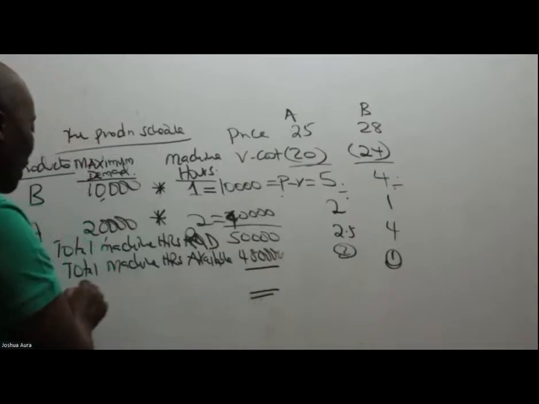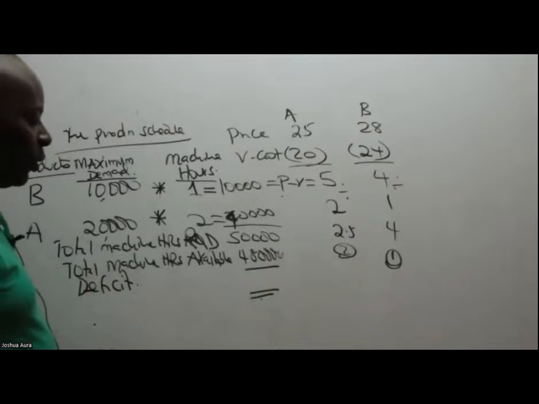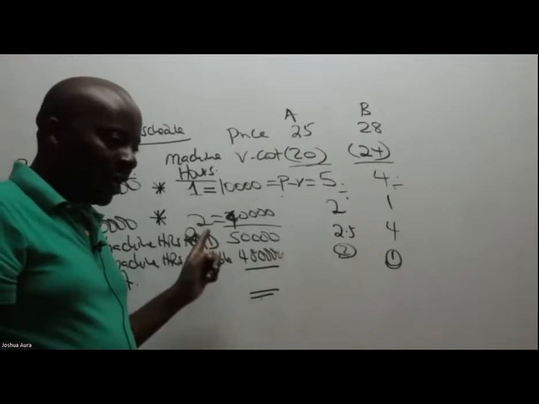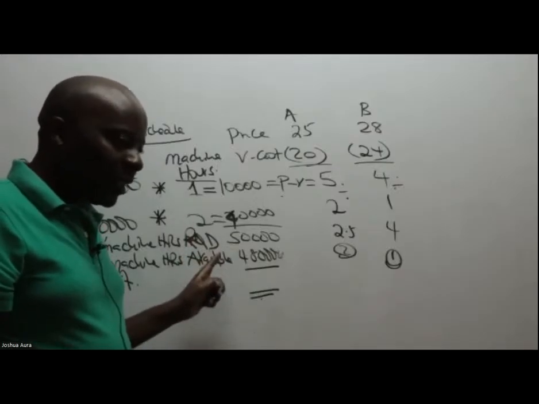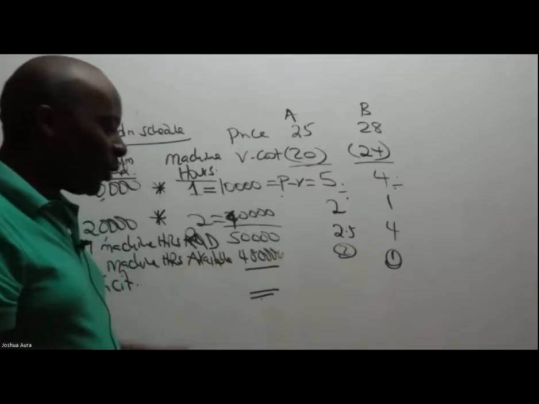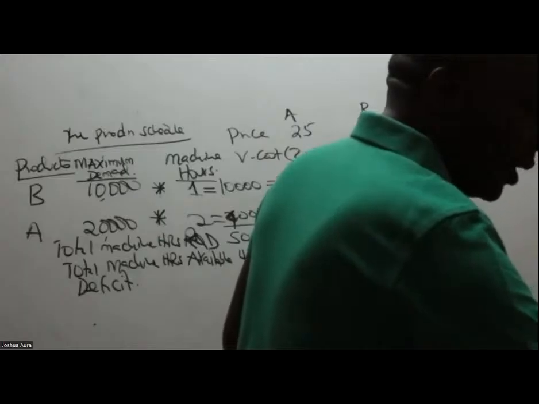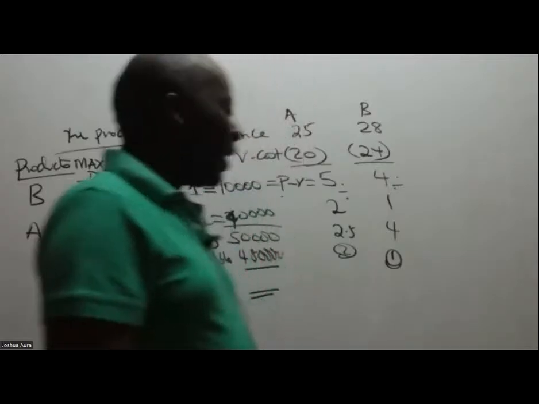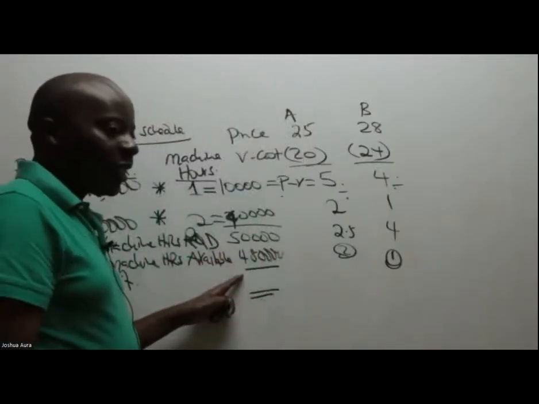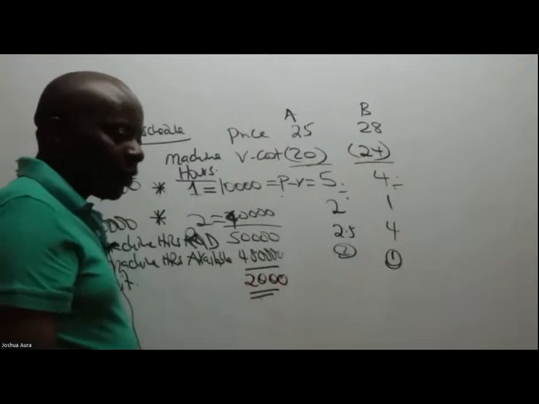So then could you kindly give us the deficit? Required is 50,000. Available, I need to get it right: the available are 48, not 40. So 50 versus 48. The deficit is how much? It's 2,000 if I'm not wrong. So this is the deficit.